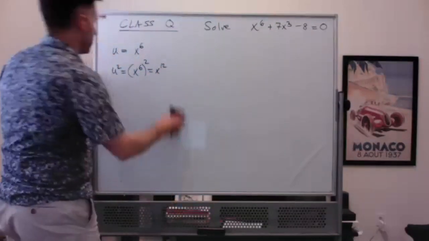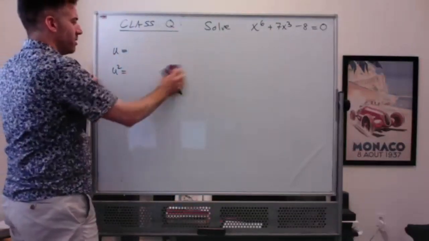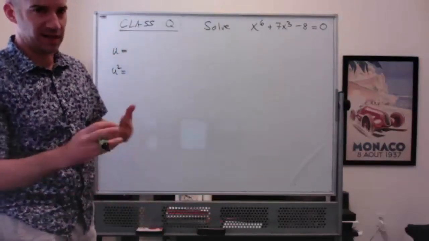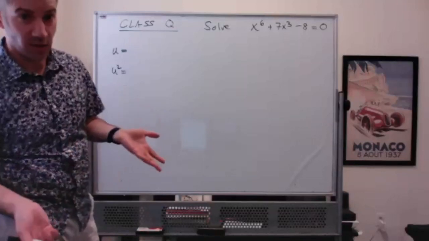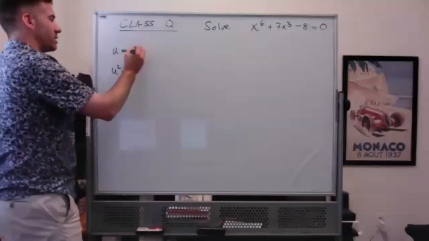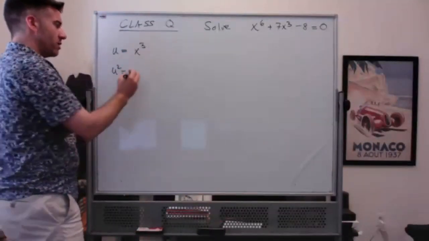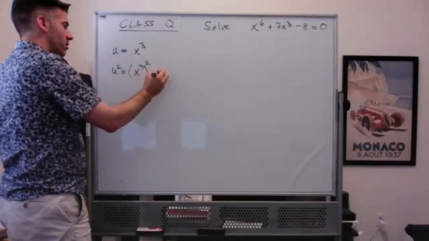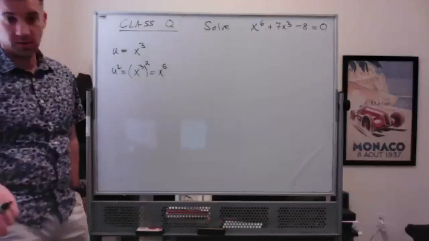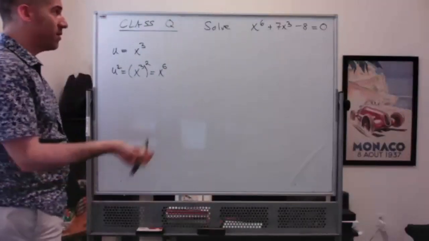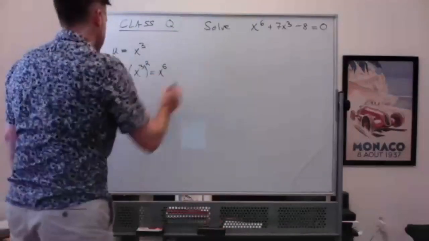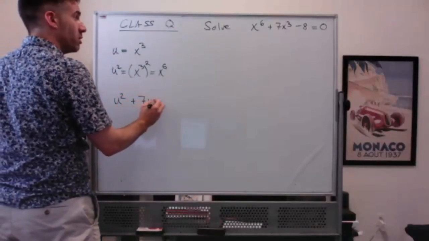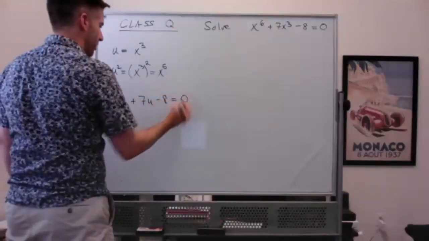So you always want to pick u to be the power that's, I don't want to say smaller because if it's negative, it's not really true, the power that's closer to 0. So I'm going to pick u equal to x to the 3rd power. And then u squared will be x cubed squared, which is x to the 3 times 2, which is x to the 6. And then we can start replacing things. That's going to be u squared plus 7u minus 8 equals 0.